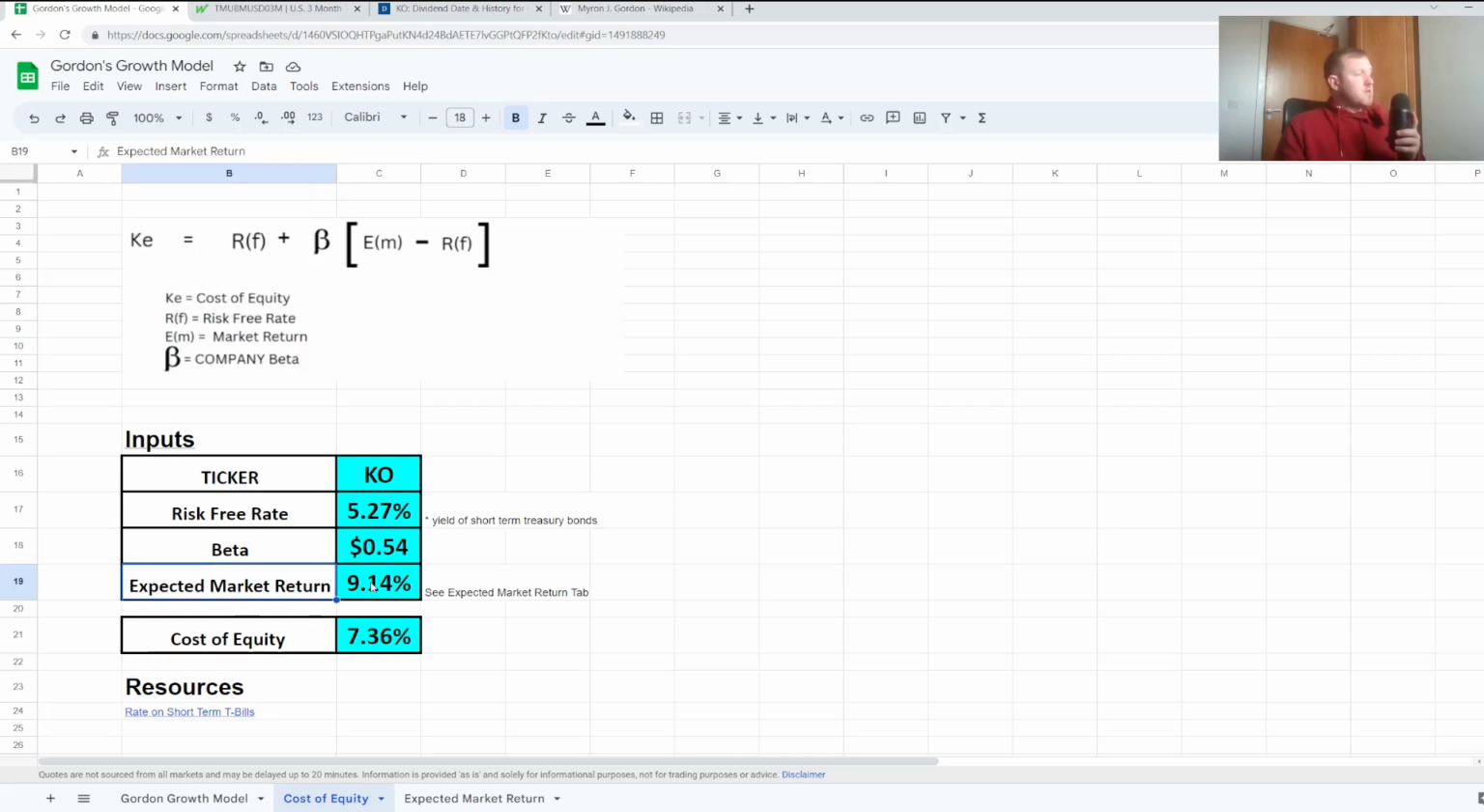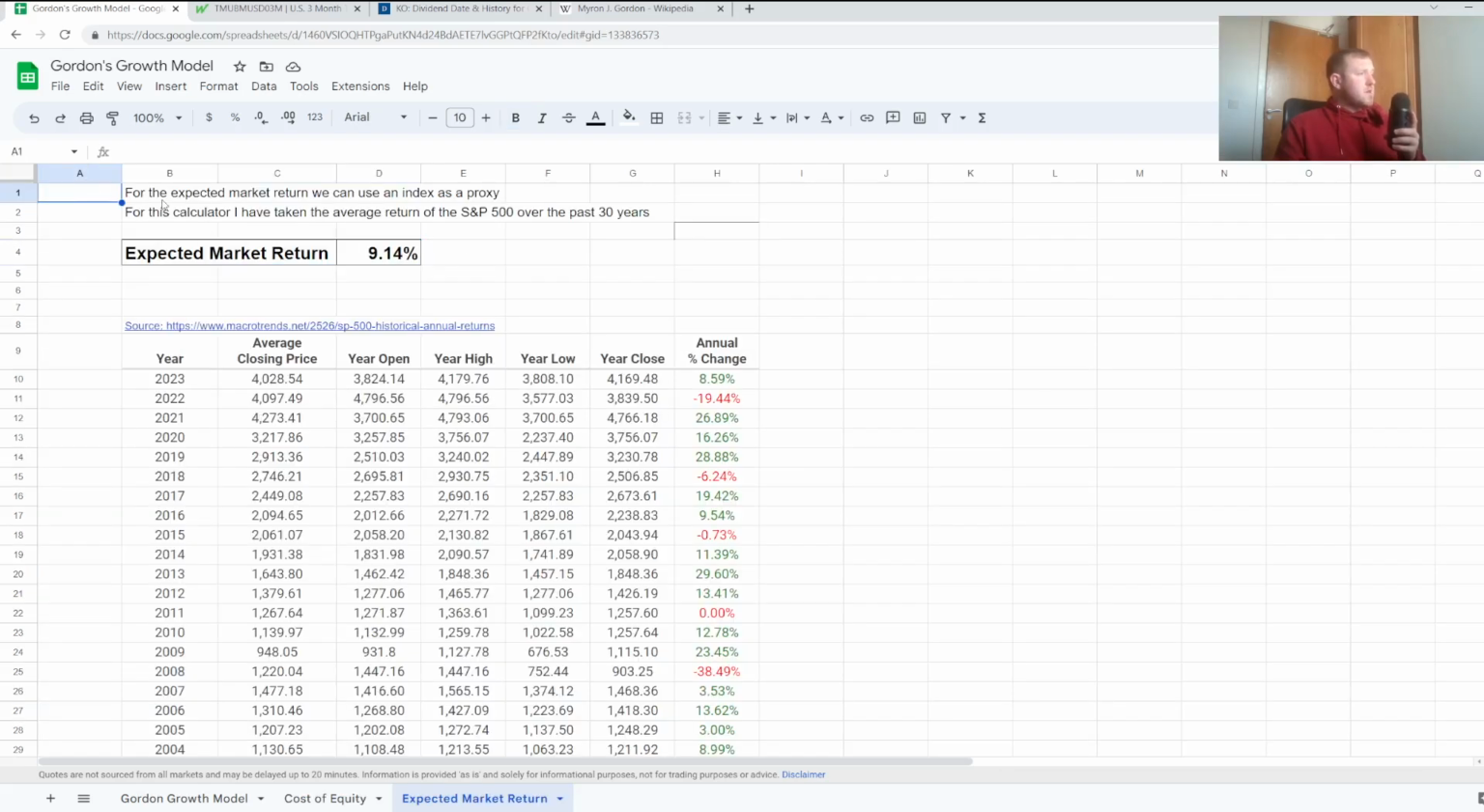And then lastly, you're going to have to work out what the expected market return is. And what I've used as the proxy for the expected market return is I've taken the average return on the S&P 500 over the past 30 years, and that is coming in at 9.14%. You can use any other index or any other method that you feel is appropriate here.